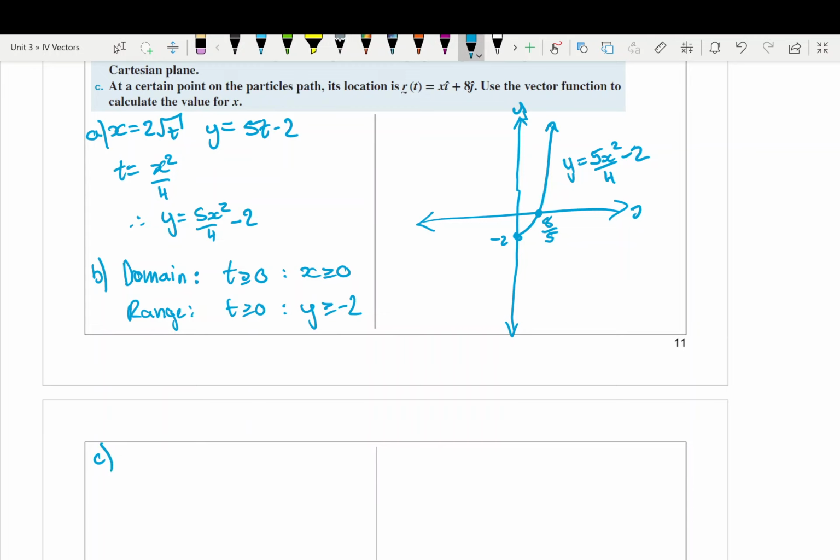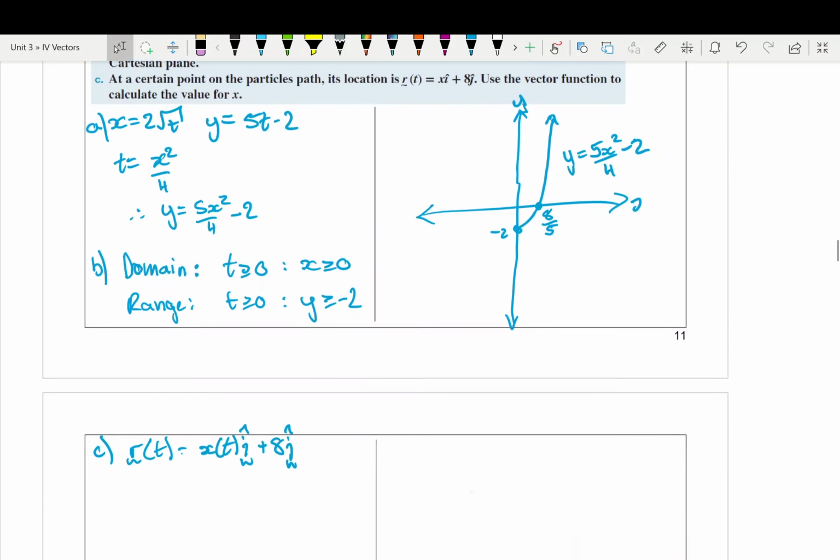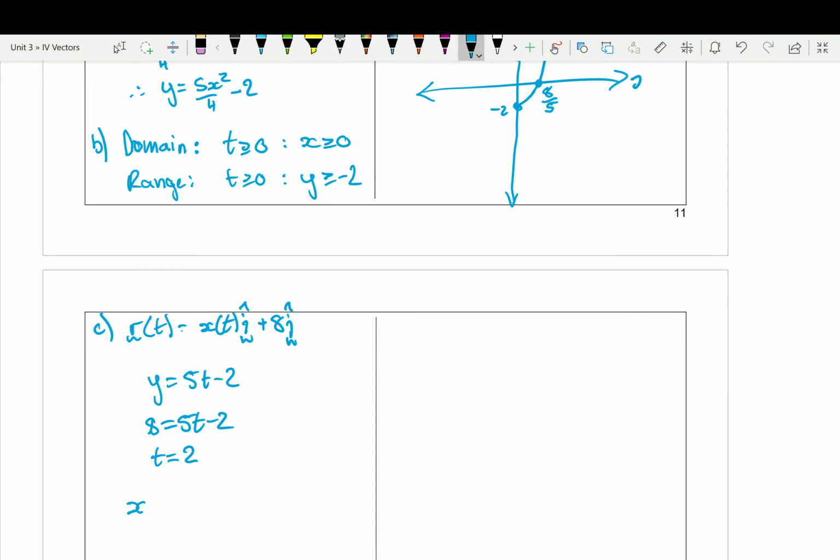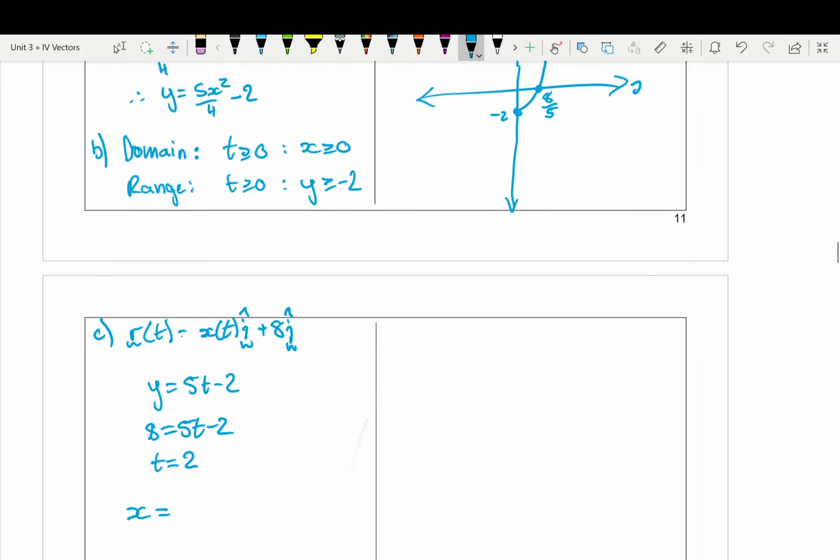We're then told in part C that at some point the y component is equal to 8j. So we want to find the value of x. Well, we know that y equals 5t take 2, and we know that y is equal to 8 at this point in time. So t has to equal 2, because then this becomes 5 times 2, 10, take 2 is 8. So then if we want to find x, it's just going to be equal to 2 times root 2.